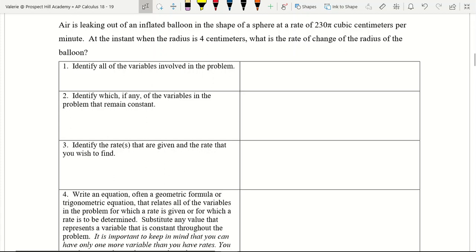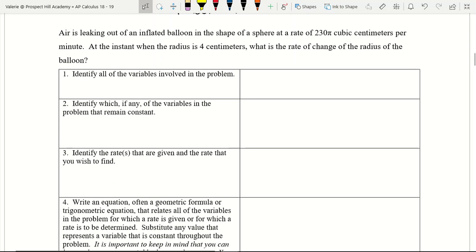So for 120, we have the problem: air is leaking out of an inflated balloon in the shape of a sphere at a rate of 230 pi cubic centimeters per minute. At the instant when the radius is 4 centimeters, what is the rate of change of the radius of the balloon? There's a few things that I want to do before we even get into the steps for solving this problem. First thing is annotate this problem.